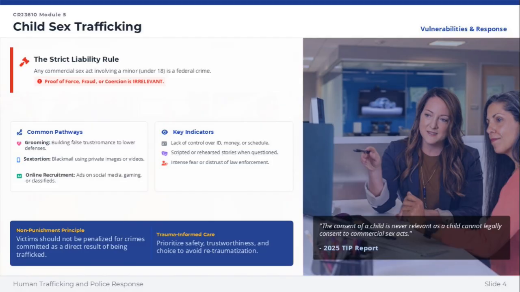The non-punishment principle requires that minors not be charged for crimes committed under coercion. Early identification and intervention can disrupt exploitation cycles and connect children to protective services, counseling, and long-term support, rather than funneling them into the juvenile justice system.